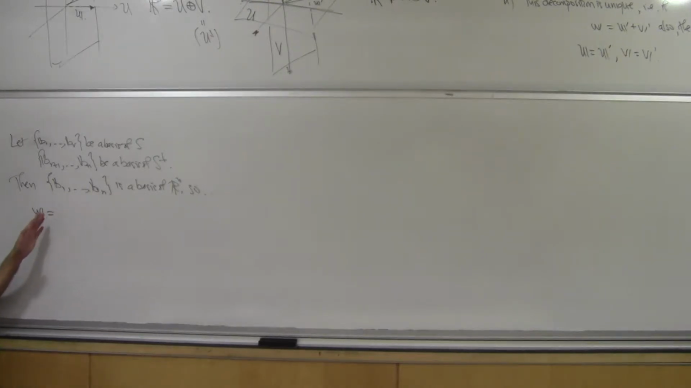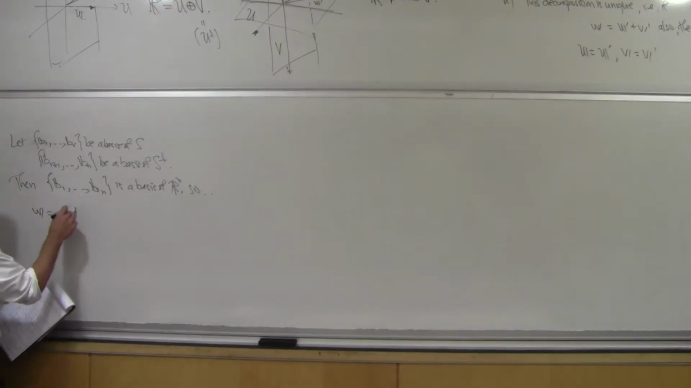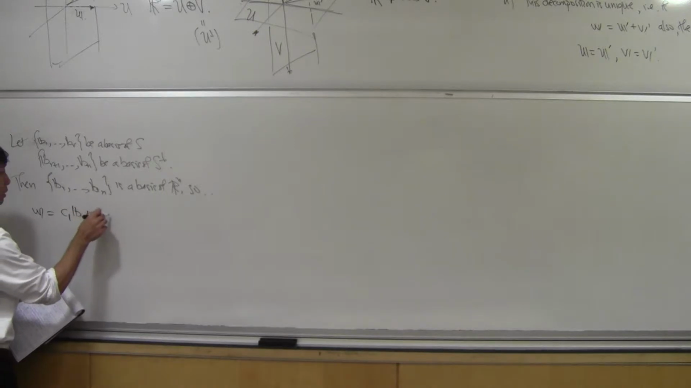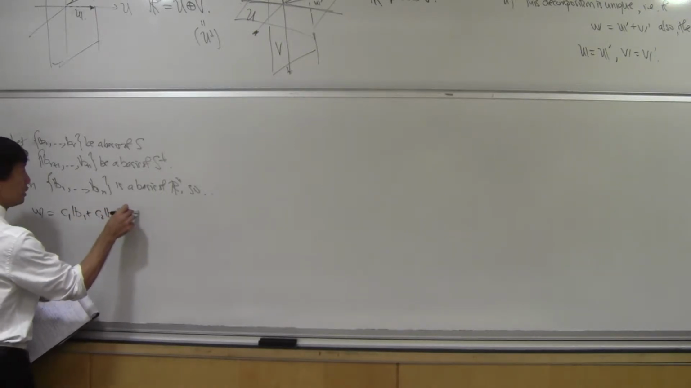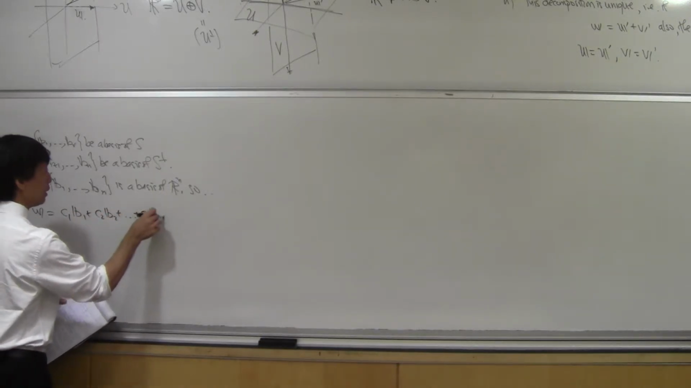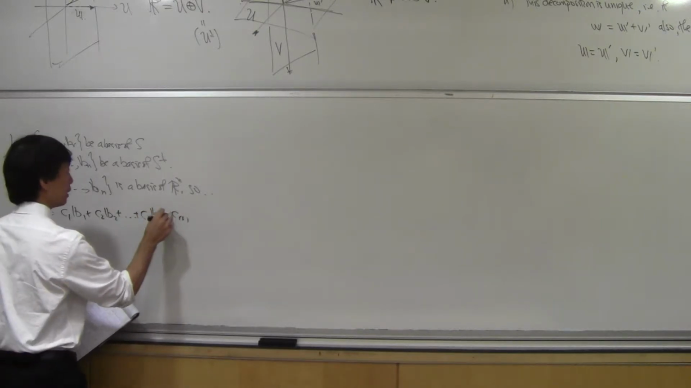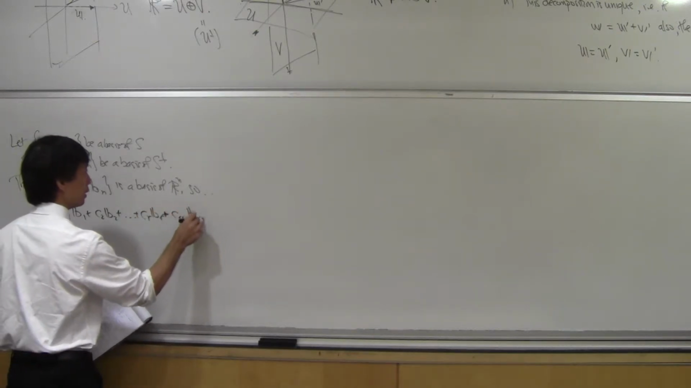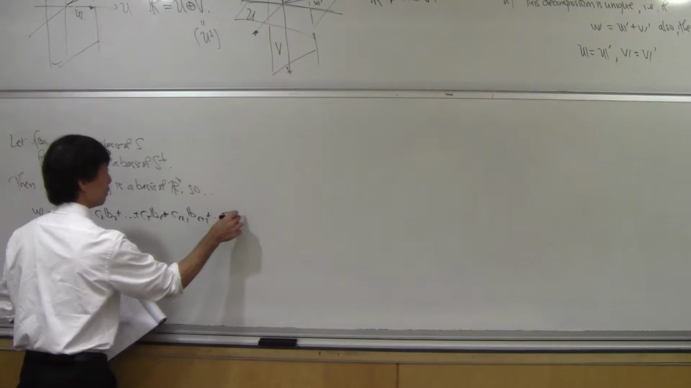You basically got it. Okay, so you say, well, look, this is a basis of Rn, so W can be written as a linear combination of these guys. So you say W is C1 B1 plus C2 B2 plus up to CR BR plus CR plus 1 BR plus 1 plus up to CN BN.